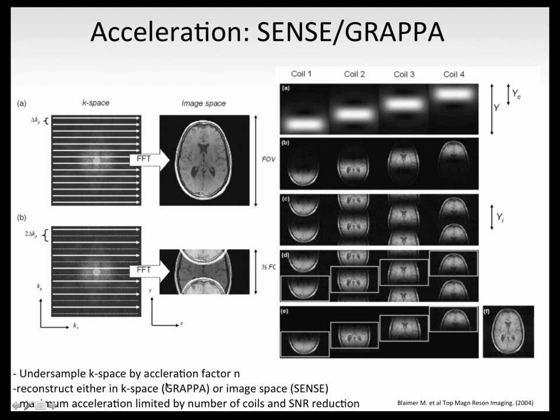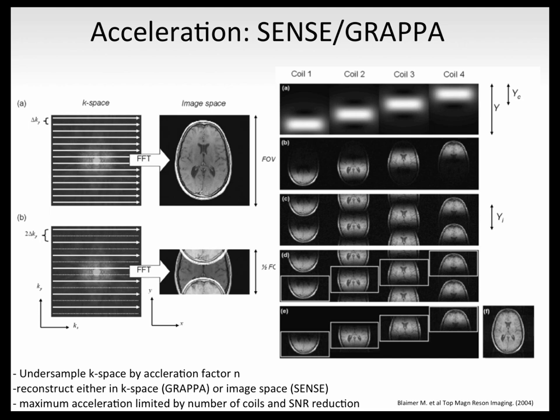So the maximum acceleration is limited by the number of coils that you have. Standard numbers of coils are 8 channel coils or 16, up to about 64 now. The penalty that you pay for this kind of acceleration, though, is obviously a reduction in the signal-to-noise properties, so you get a slightly noisier image. So now we've got good spatial resolution.